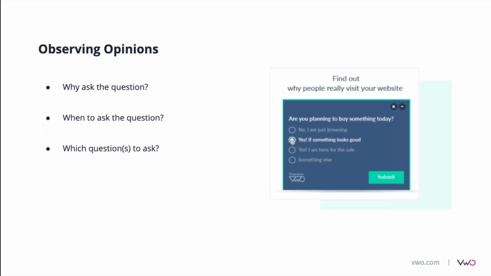Next, when to ask the question. So asking the right question at the right time is even more important. So you could look at average time on site and page view metrics and ask questions to visitors who have engaged enough with the website, just simply for qualification reasons.